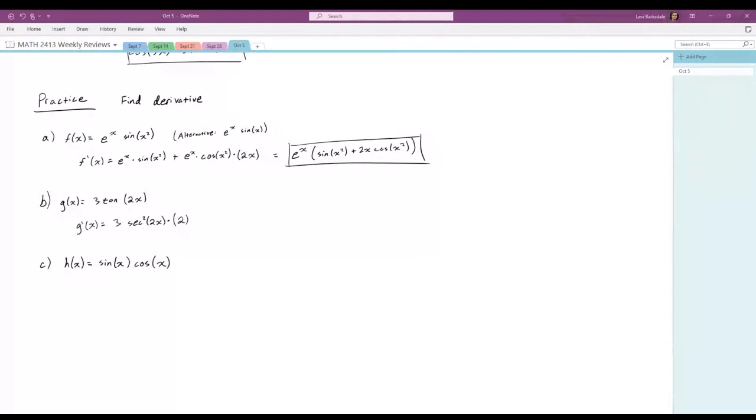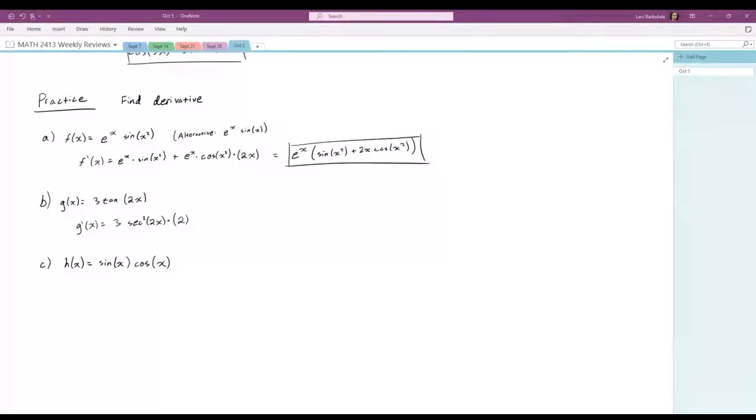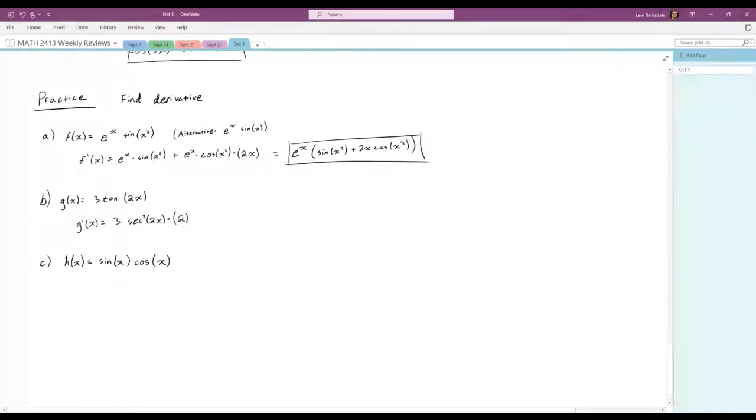Did I forget the e to the x for the cosine of 2x on part A? So what I did is I actually factored my e to the x out, so it's being distributed to both of these. I just wrote it that way. So it's in there. Yeah. And then, right, 6 secant squared of 2x is what B simplifies to.